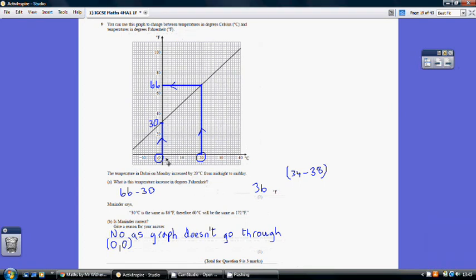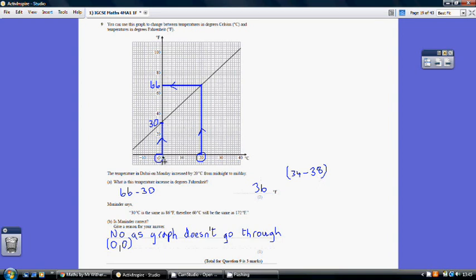So we just need to take any 20 increase. I've done, for example, the temperature going from 0 degrees Celsius to 20 degrees Celsius. Taking these two readings, I get 30 and 66 in Fahrenheit. So the change in temperature in Fahrenheit is 36 degrees Fahrenheit. Any answer between 34 and 38 was allowed because the graph is quite hard to read.